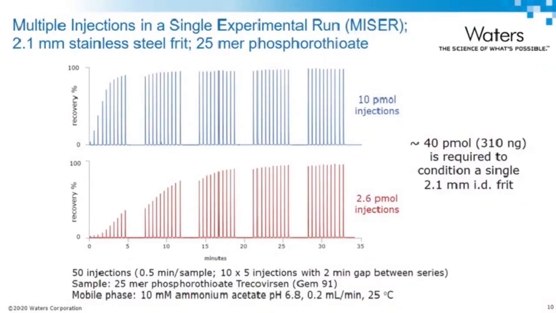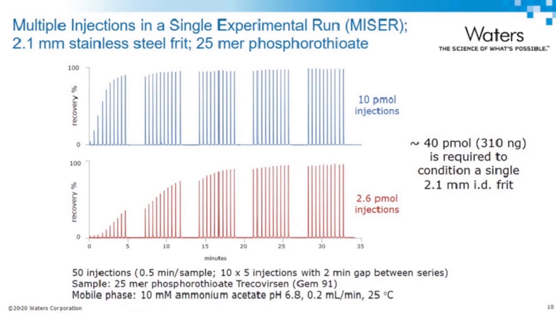So here we inject 50 injections on a frit. This is a 2.1 millimeter ID frit, and the sample is oligonucleotide. We perform an experiment that is called multiple injections in a single experimental run, acronym MISER. And you can see on the bottom chromatogram, the red chromatogram, that for the first 10 injections, there is almost no signal, and the signal slowly increases. And only after, let's say, 40 or 50 injections, my signal increases and levels off at the level that I would consider to be 100% recovery.